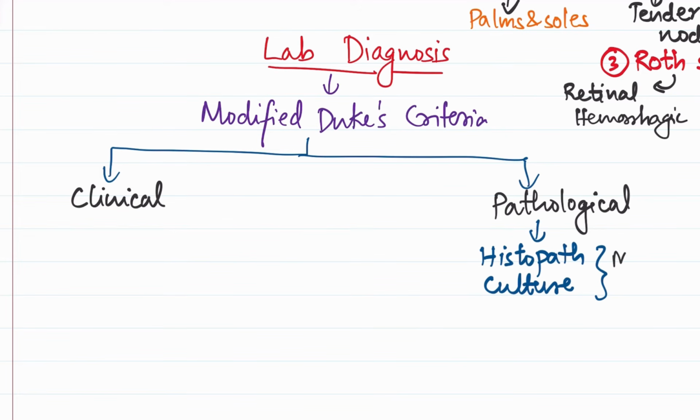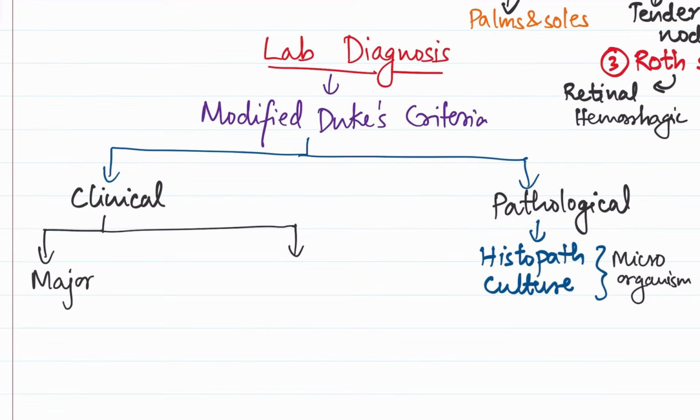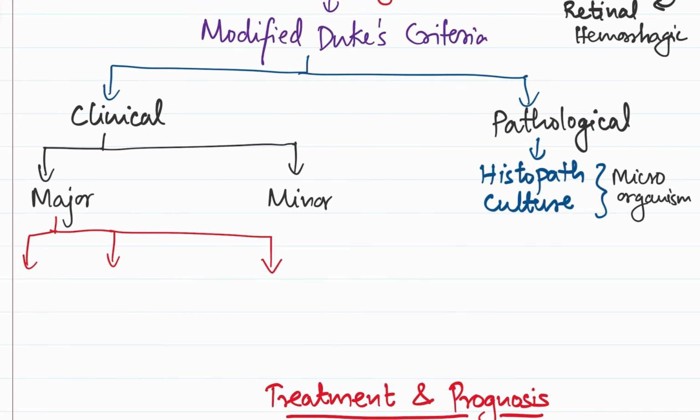So identification of microorganism by histopathology or culture is enough to diagnose infective endocarditis. What about the clinical criteria? Clinical criteria we again have divided into two parts: there is a major criteria and then there is the minor criteria. So what is the major criteria? We divide into three parts. So once again, there is a clinical criteria, pathological criteria. Clinical criteria again into major and minor, and major is again of three parts.